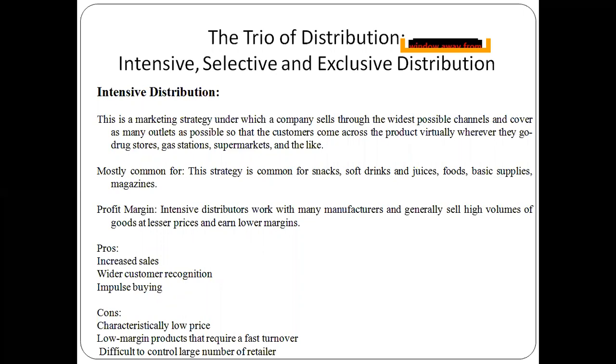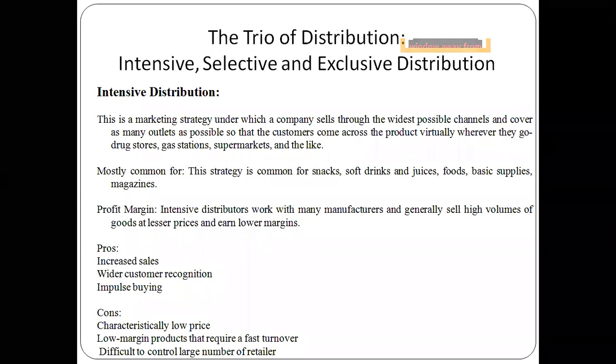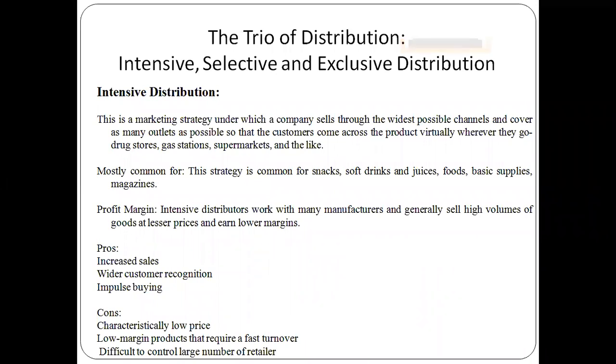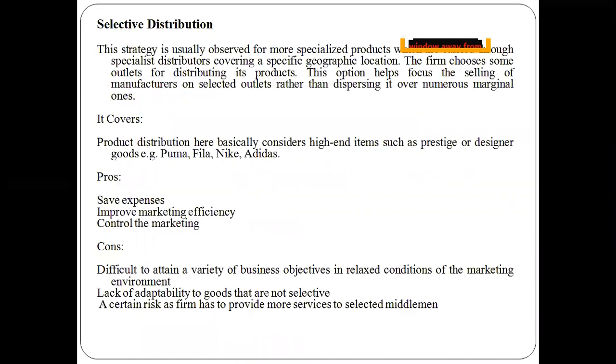Mostly this strategy is common for snacks, soft drinks, juices, food, basic supplies. If I talk about the profit margin, intensive distributors work with many manufacturers and generally sell high volume of goods at lesser price. The advantages are increased sale, wider customer recognition, impulsive buying, and the disadvantages are that it is of low price, low margin products that require fast turnover, and it is difficult to control a large number of retailers.